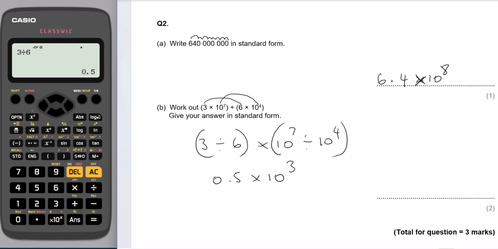We need to give our answer in standard form, so 0.5 is not quite a standard form answer. So we need to times it by 10, which is 5. That means we have to reduce our power by 1, or take away 10 to the power of 1, which gives us 10 to the power of 2. The final answer is 5 times 10 to the power of 2, and this question is worth 3 marks altogether.